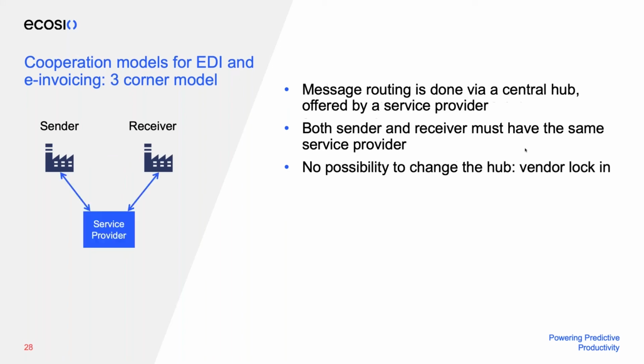As such, there is the three-corner model, so message routing is done via a central hub offered by a service provider. Both sender and receiver must have the same service provider and no possibility to change the central hub, so there's a sort of vendor lock-in.